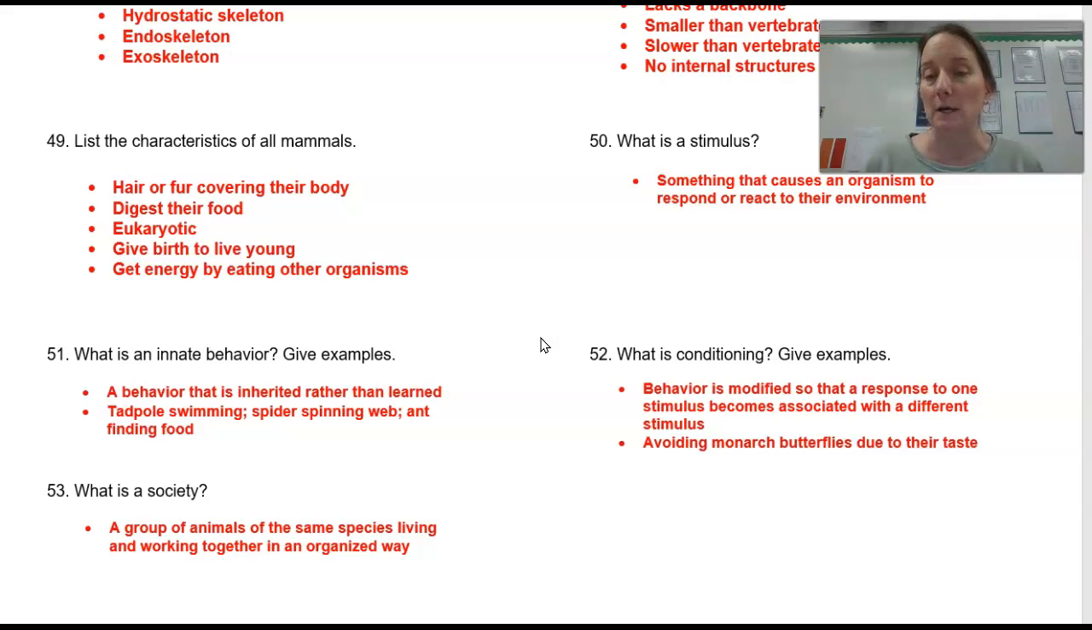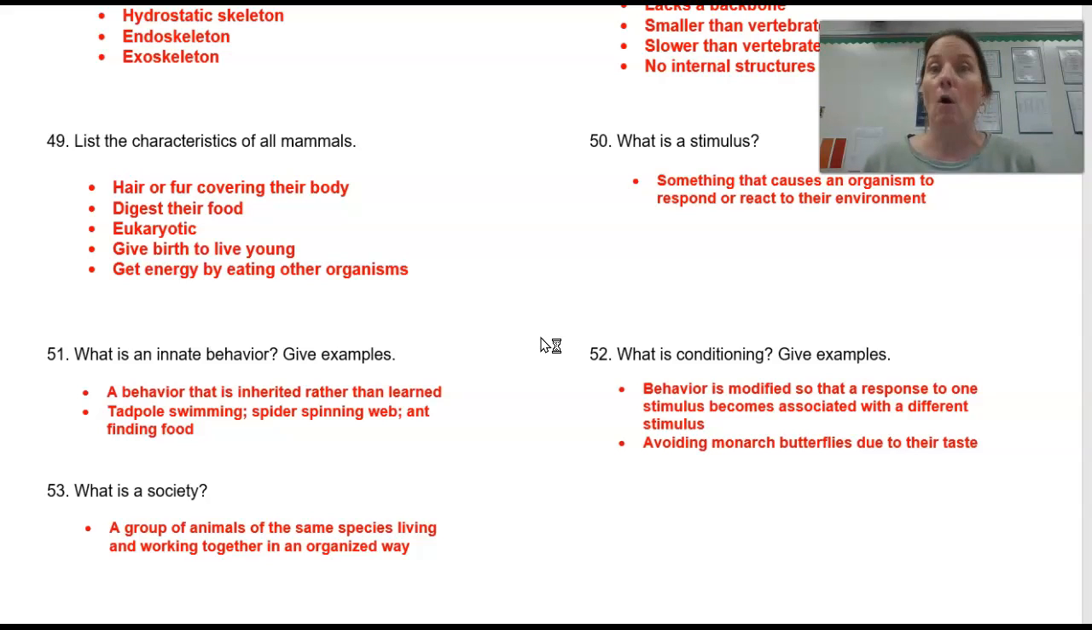What is conditioning? It's a behavior that's modified so that a response to one stimulus becomes associated with a different stimulus. Like certain frogs will avoid monarch butterflies because in the past they ate a monarch butterfly and it tasted bad. It was awful. So now they don't eat it anymore. Think about if you eat something and you hate it, it tastes bad. Well, you avoid that. You don't eat it anymore.